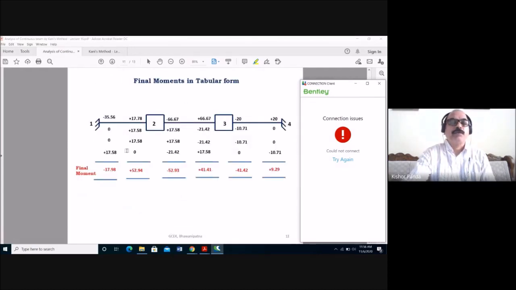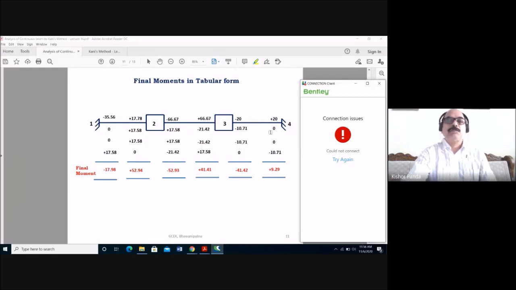This final moment you can also find out in tabular form, because this is the fixed moment, this is the near end moment, and this is the far end rotation moment. This is the fixed end moment for M-21. This is your near end rotation moment, and this is the far end rotation moment. This is the final moment. And for M-23, this is twice the near end rotation moment and once the far end rotation moment. This is the final moment. And these are the fixed moments.